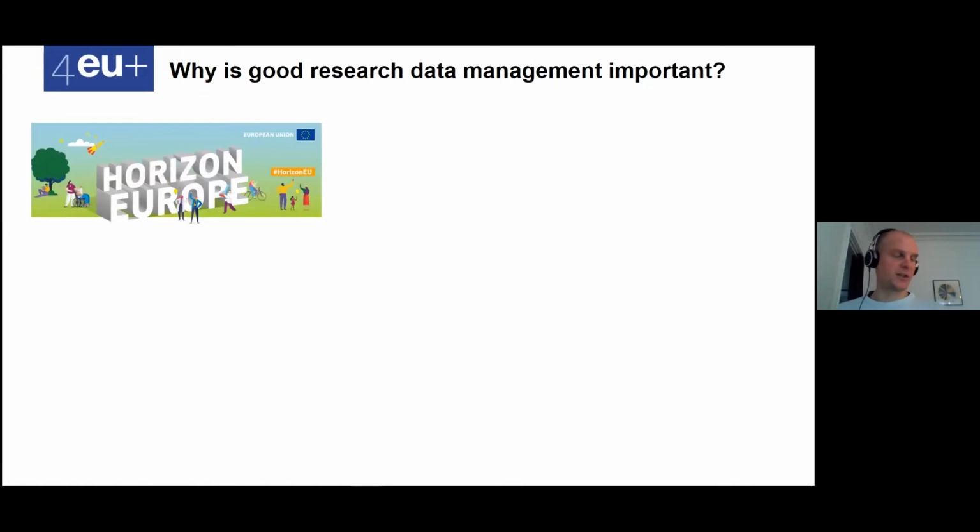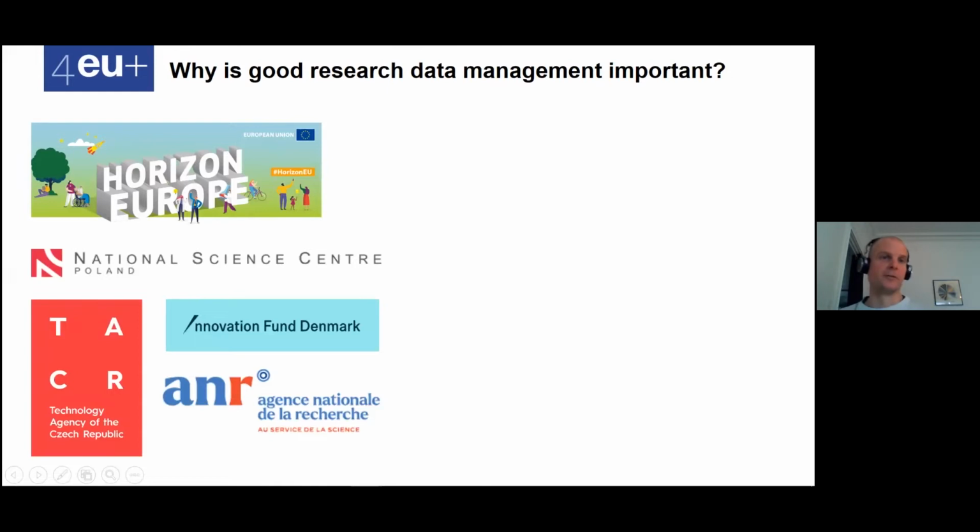Horizon 2020 just ended as a framework program, and the new framework program has started, Horizon Europe. The requirements are very, very similar, a little bit extended, but you still have to write a data management plan, and you still have to outline how to provide open access to research data, and also describe any exceptions.